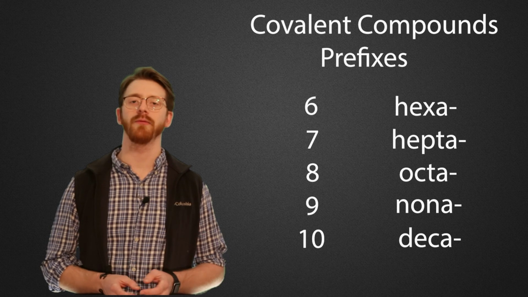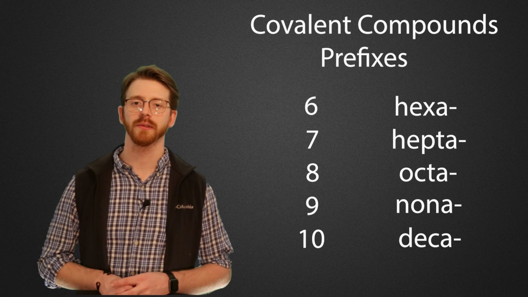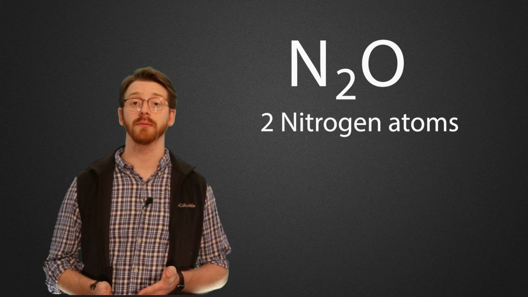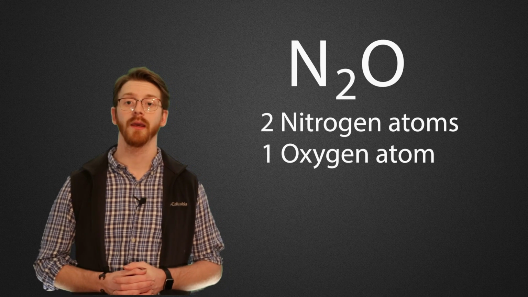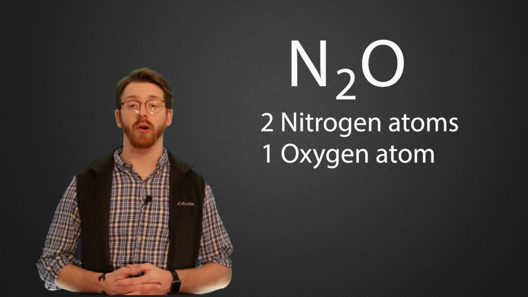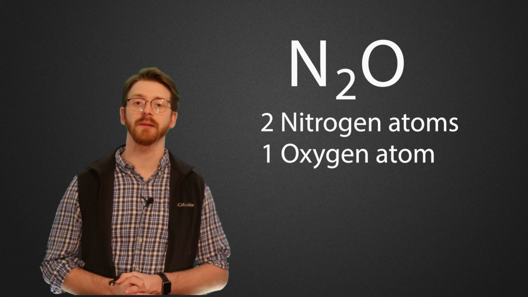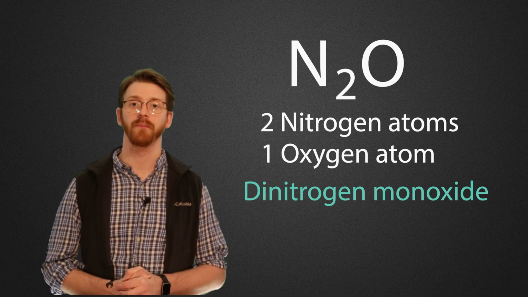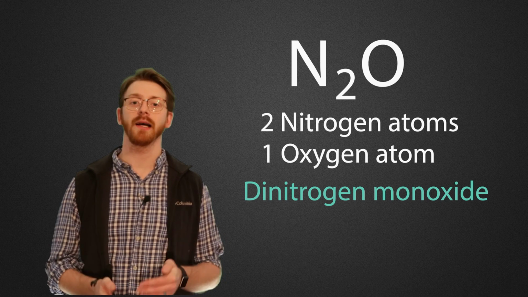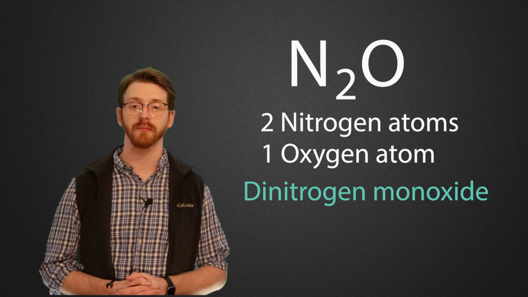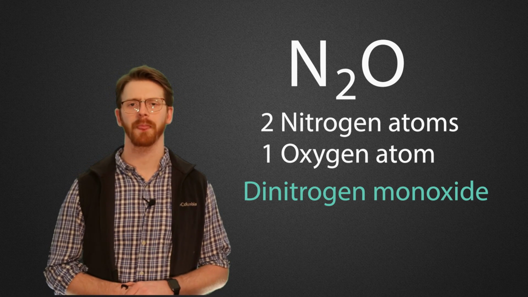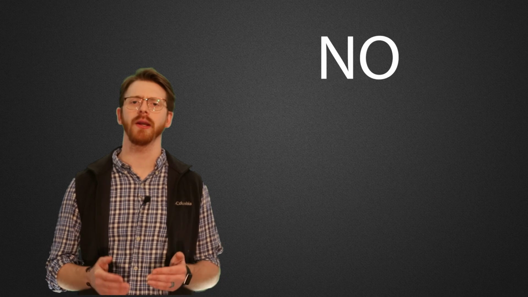Let's try to name a few covalent compounds. N2O is a compound that contains 2 nitrogen atoms and 1 oxygen atom. Using our prefixes and our rules, we can determine that the systematic name is dinitrogen monoxide. The prefix di- in nitrogen comes from having 2 of them, and there is only one oxygen, so its prefix is mono. Another example would be NO.